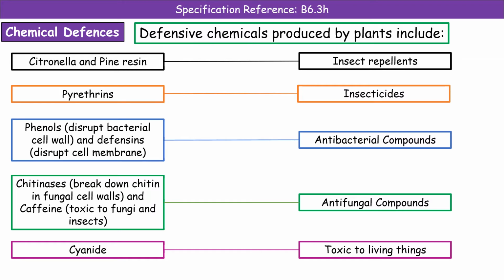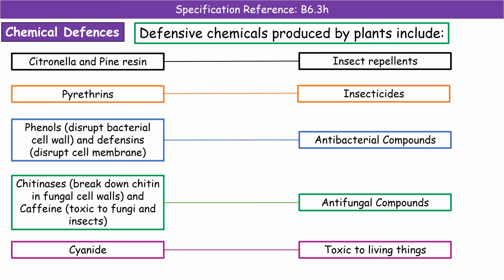Insecticides: the "-cide" means kill, and the thing in front tells us what, insects in this case. Our example there is pyrethrins. Some plants make antibacterial compounds that work in different ways. So phenols disrupt the bacterial cell wall, and defensins disrupt the cell membrane. So it obviously affects that bacterial cell and how it's actually going to survive.